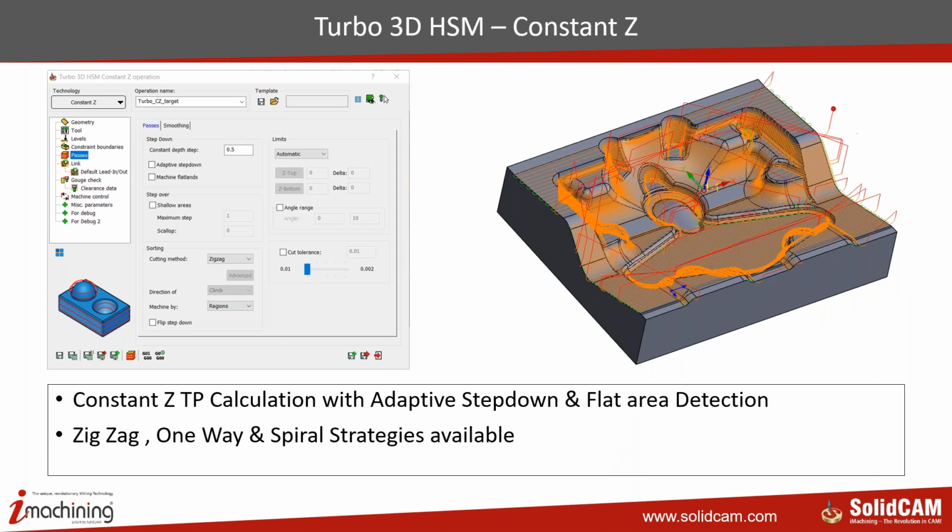Coming to Turbo 3D HSM, we have got, like I said, several methods of finishing in Turbo. One of them is constant Z. You can have adaptive step down, flat area detection, zigzag machining, one-way spiral. You can do a lot of things inside Turbo HSM's constant Z machining.